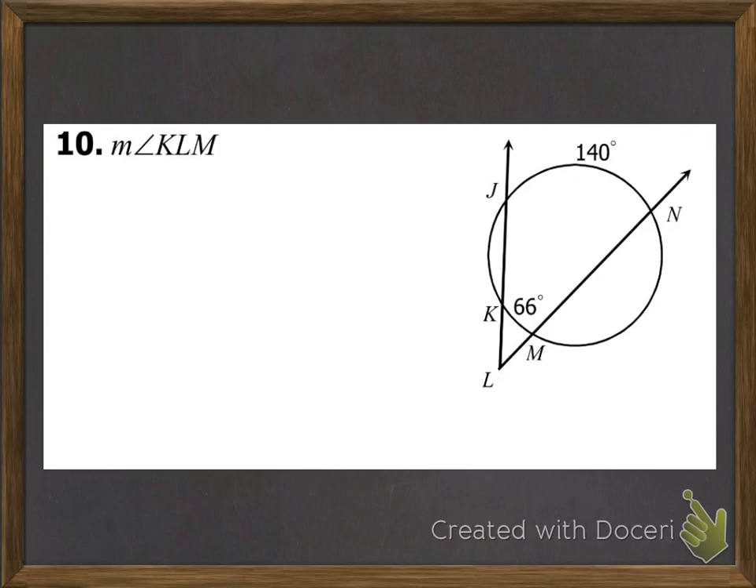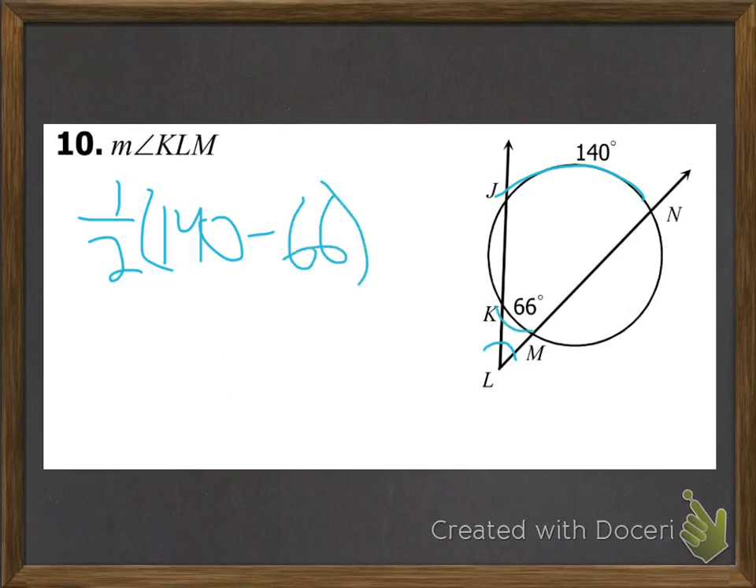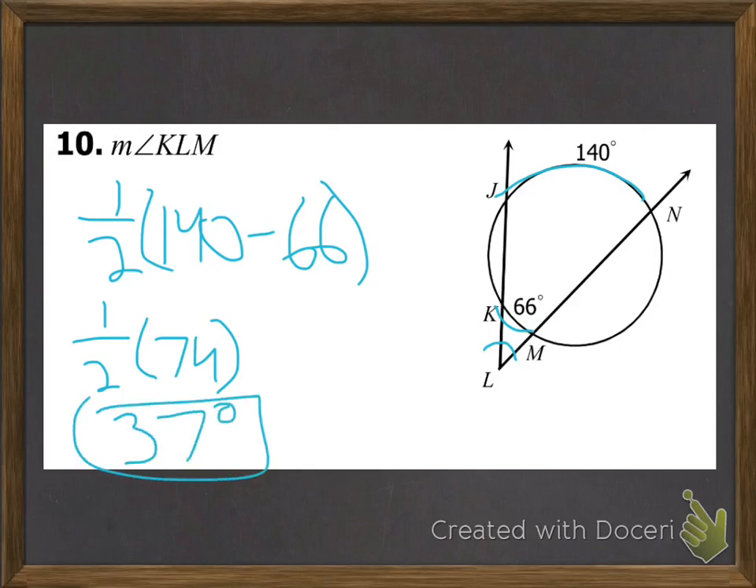So now let's look at number 10 here. We are trying to find the measure of angle KLM, which is right here. So once again, you're going to do 1/2 times the bigger arc, which is right here, 140, minus the smaller arc, which is 66. So you're going to have 1/2 times 74, and then your final answer is going to be 37 degrees.